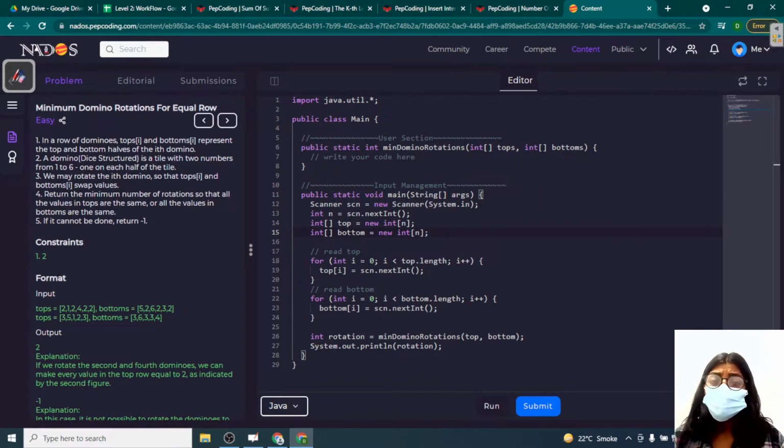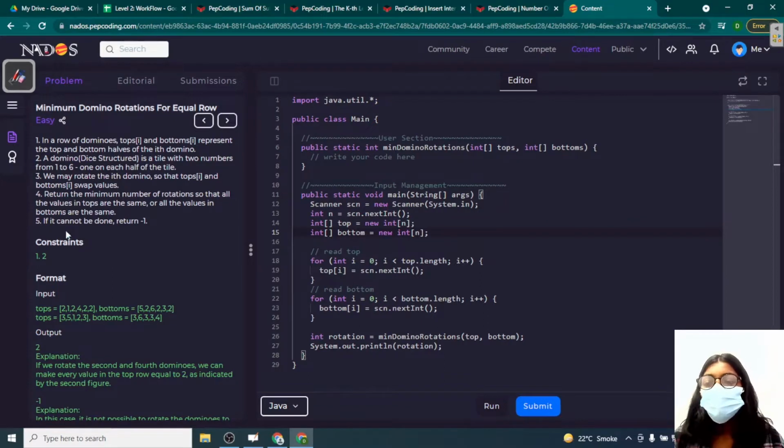Both halves contain a value ranging from 1 to 6. So a domino structure is a tile with two numbers from 1 to 6, one on each half of the tile. Alright, now we may rotate the ith domino so that the tops of i and bottoms of i swap their values. It means we can rotate the domino so the bottom's value goes to the top and the top's value comes to the bottom. It means the values of the top half and the bottom half are swapped.